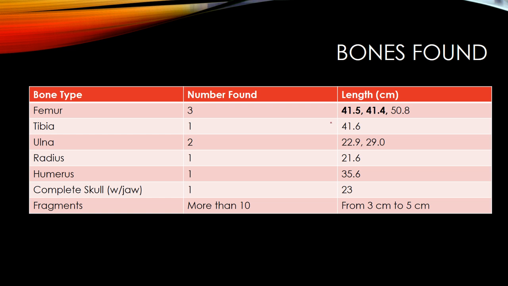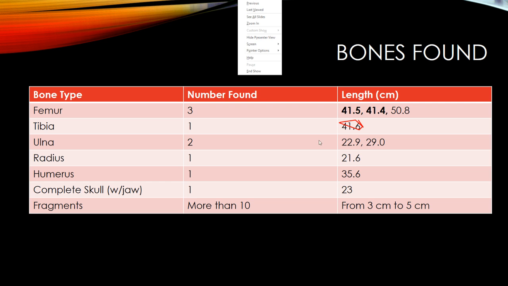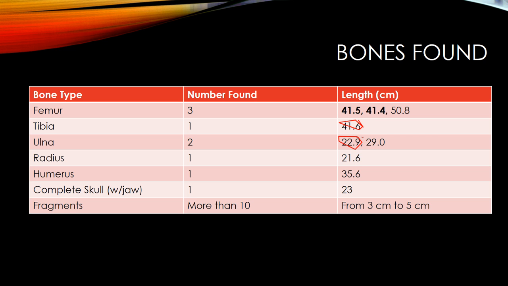So 41.6 is the length of the tibia. If you look at the picture in your book, you'll see that the femur appears to be about the same length as the tibia. Maybe the femur is a little longer, but this probably still belongs to the same person. The ulna, the forearm bone, is considerably shorter, and that might be confusing, except there are two of them. So 22.9 is the smaller one. 29 definitely doesn't belong to the same person, so the 22.9 will be on our skeleton 1.